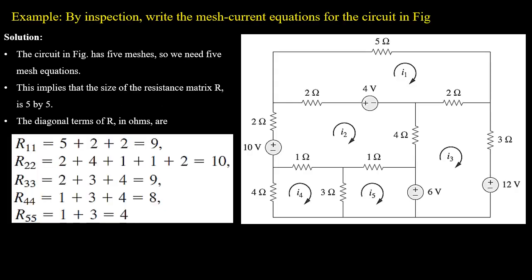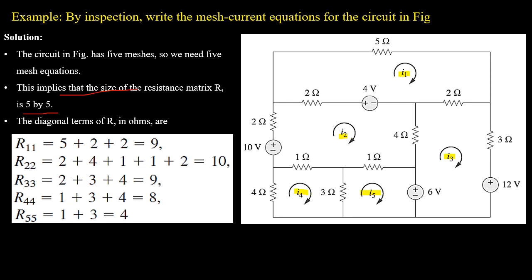Now in this example you have to write the mesh current equation with the help of the inspection method. If you analyze the circuit, it has 5 meshes, and we will assign mesh currents I1, I2, I3, I4 and I5 to each of these meshes. And these 5 meshes also imply that the resistance matrix will be of size 5 by 5. Now for writing the equation we will start with diagonal terms.